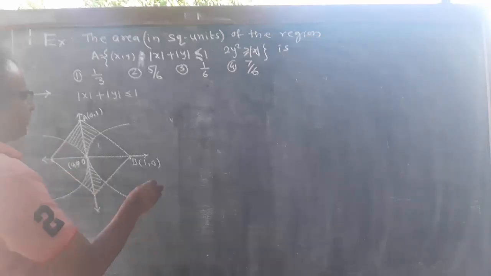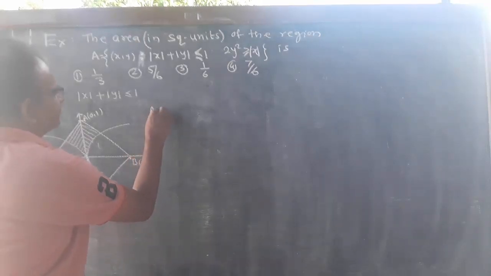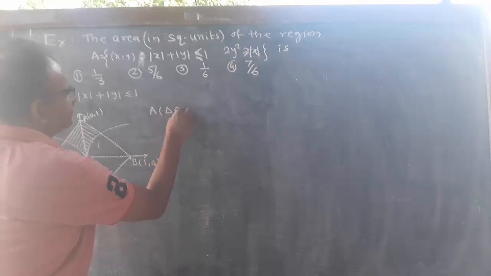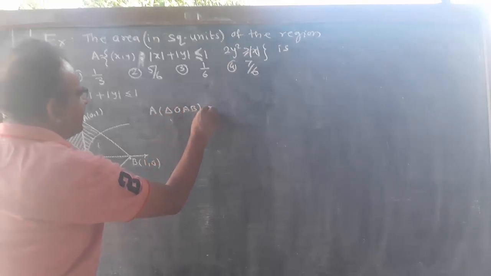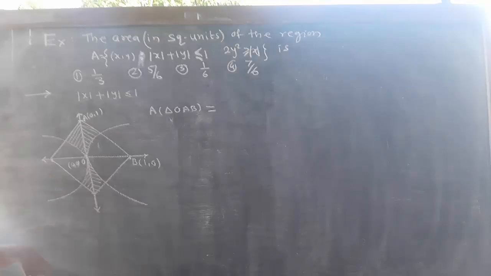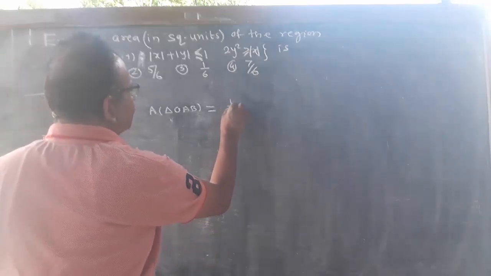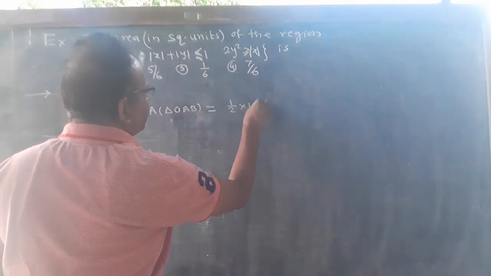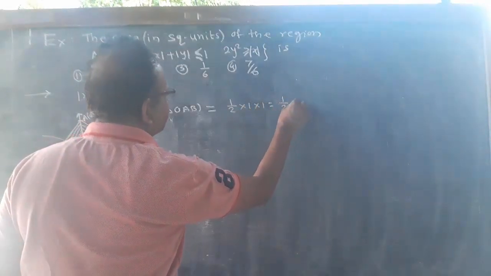Therefore, area of triangle OAB, it is a right angle triangle having sides OB 1 unit, OA 1 unit, and therefore the area of the triangle is nothing but 1 by 2 into 1 into 1, that is 1 by 2.